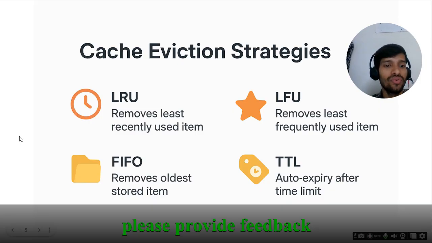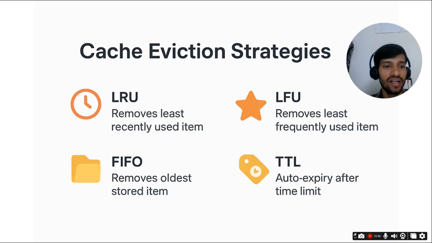Next is FIFO, first in first out. Take an example: you put a milk packet in the fridge, and the older one should be consumed first. Similarly, the oldest cache items are removed first. Then TTL, time to live. For example, a milk packet expires after a few days no matter what. In the same way you can set a TTL, and after the TTL the data is removed from the cache.